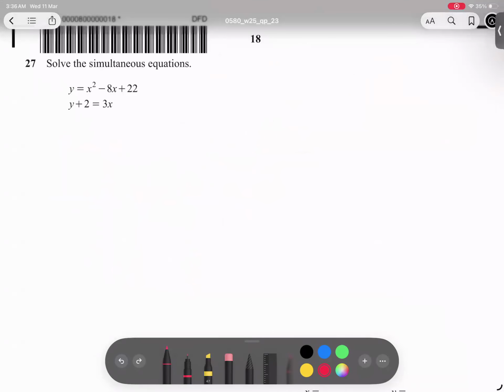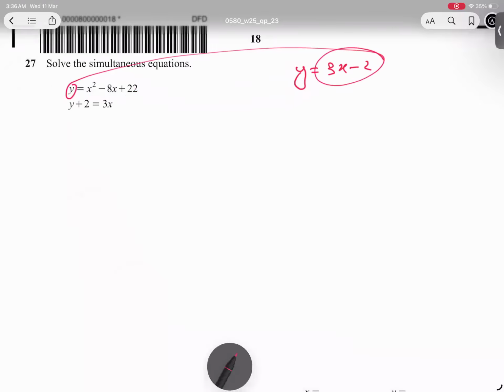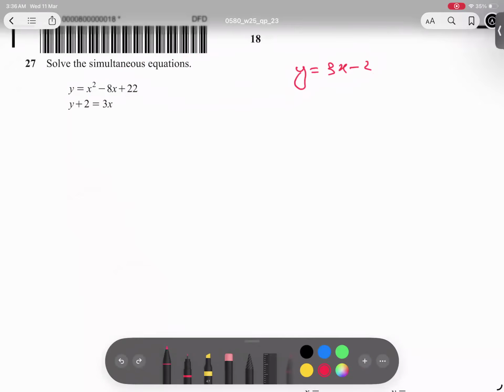Okay, so I'm starting. I can make it this equation here, y is equal to 3x minus 2. And this y value I'm going to copy here. Both are okay. So what am I doing, students? I'm writing x squared minus 8x plus 22, the whole thing goes here, equals to what, students? So 3x and negative 2.